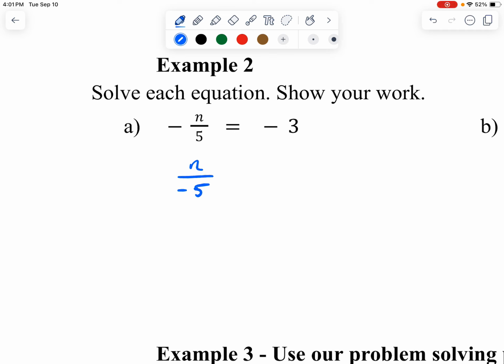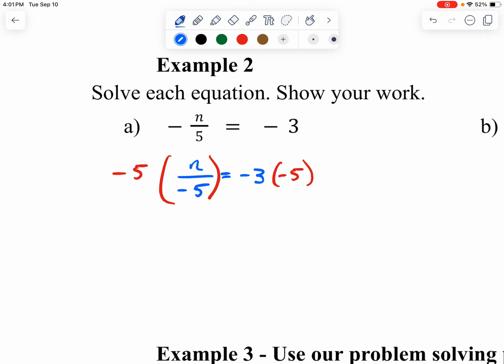because I'm trying to get n, just one positive n. By doing that, I haven't changed the value of the equation at all. Remember, one negative sign is just one negative sign. So now what I've got is n divided by negative 5. So the opposite of division is multiplication. So in order to get n by itself, all I have to do is multiply by negative 5. And what I do to one side, I have to do to the other.